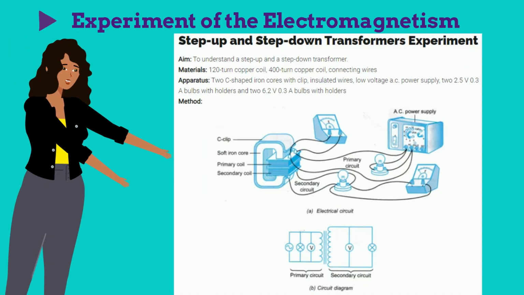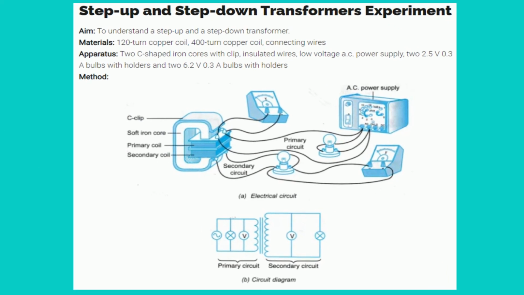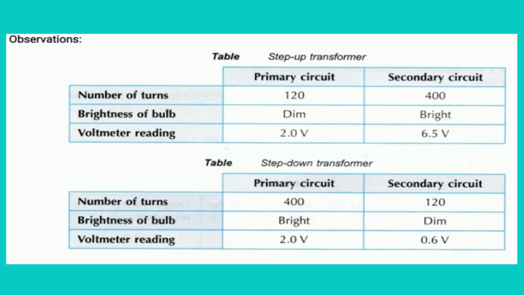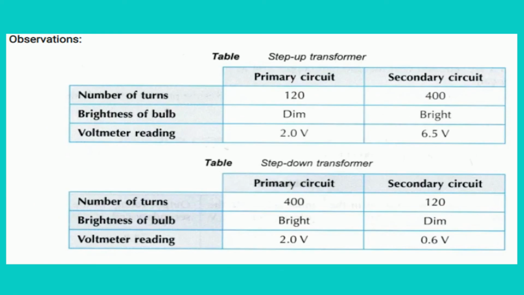One of the experiments in this chapter is the step-up and step-down transformers experiment. The objective of this experiment is to help us understand clearly the function of step-up and step-down transformers. Based on the results, the voltage at the secondary circuit of the step-up transformer is higher than the primary voltage and the brightness of the bulb is greater.